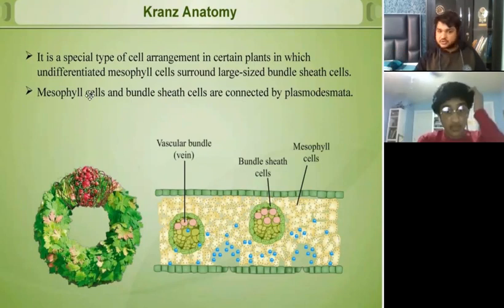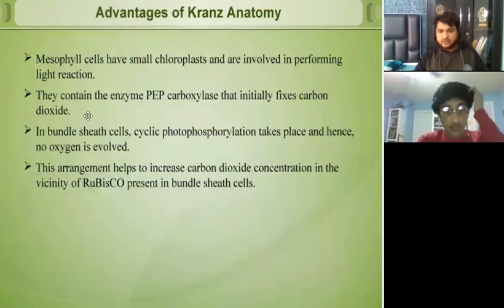In the C3 plant, mesophyll cells were there, but a mesophyll cell when covered by a bundle sheath cell is very good. So now we are coming to the C4 cycle, and both cells you will find there. So yes, advantages you can see. Mesophyll cells have small chloroplasts, so they are involved in the light reaction. They have many enzymes which fix carbon dioxide, like carboxylation. And in the bundle sheath cell, cyclic phosphorylation takes place here.